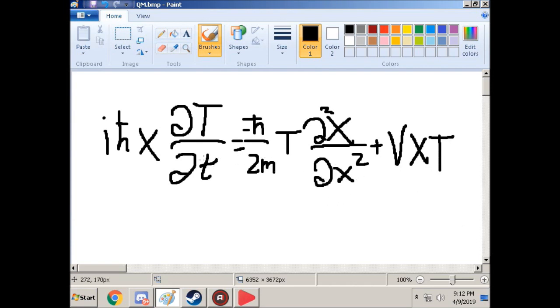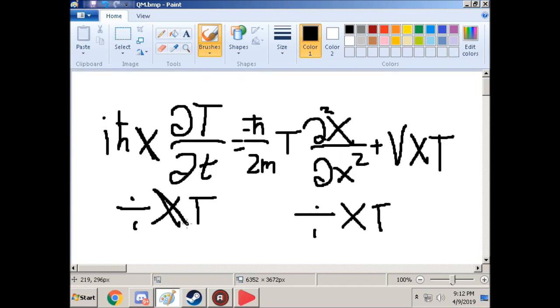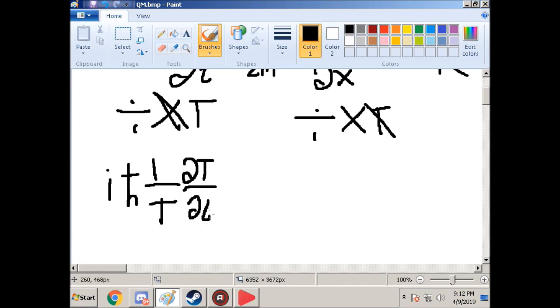Okay. Now to simplify this a little bit more, we can divide both sides by X times T, the functions X times T. Okay, so this will cancel, this will cancel, and then these two will get cancelled out also. So we're going to be left with this after we do our cancellations.